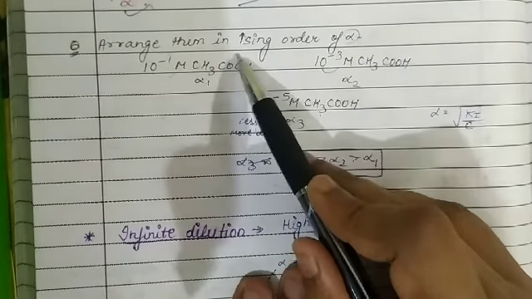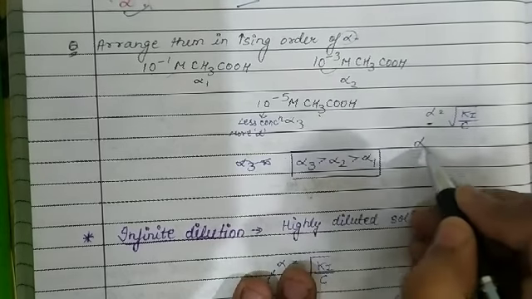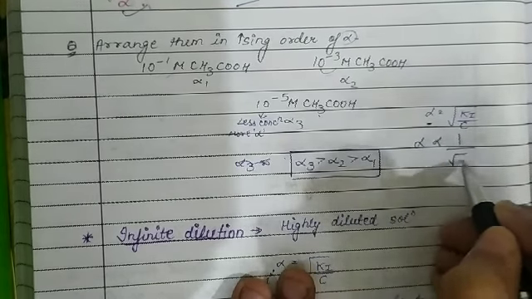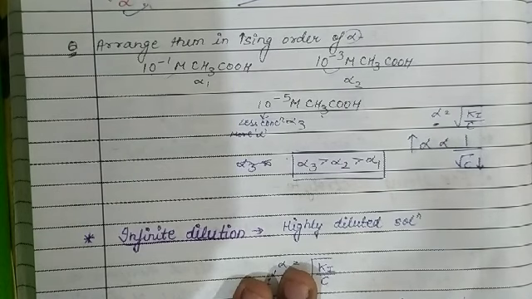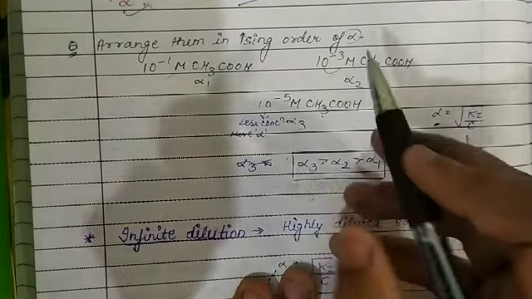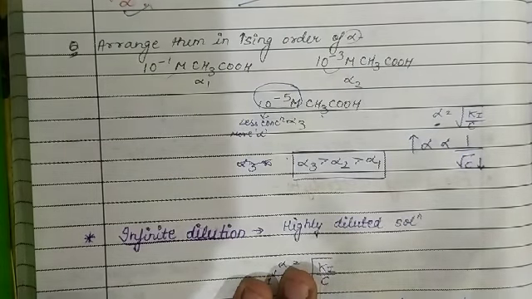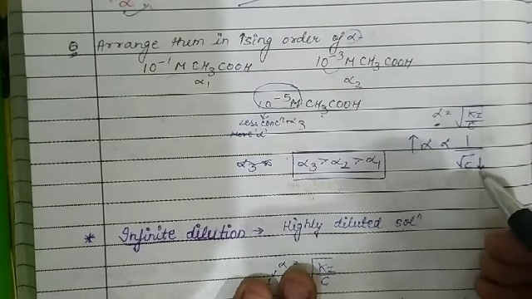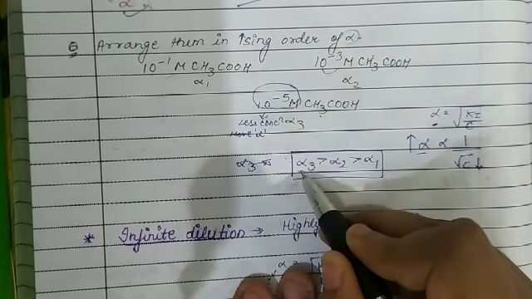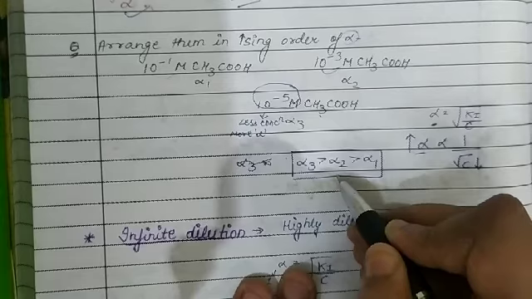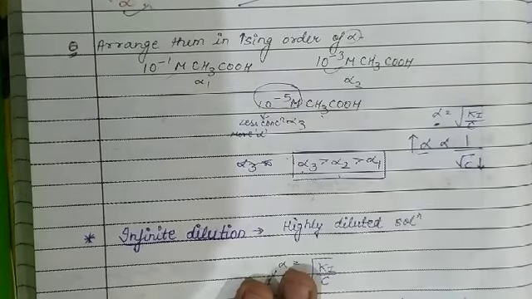So basically we know for weak acids alpha, degree of dissociation, is under root of Ki upon C. It means alpha is inversely proportional to square root of concentration. Means low concentration will have high degree of dissociation. Lowest concentration is present in the third acid, 10^-5. Therefore highest degree of dissociation is alpha 3. Then after that alpha 2, 10^-3. Then 10^-1, alpha 1. So this is the order of degree of dissociation: low concentration, high degree of dissociation.